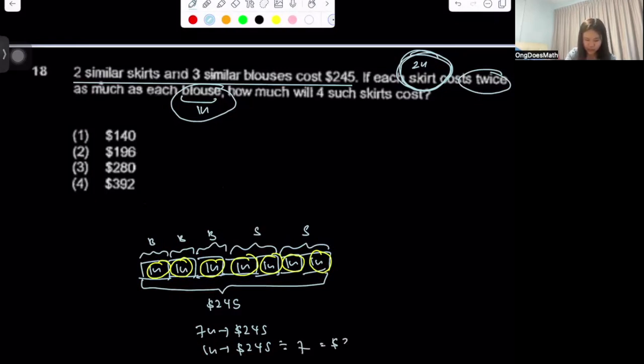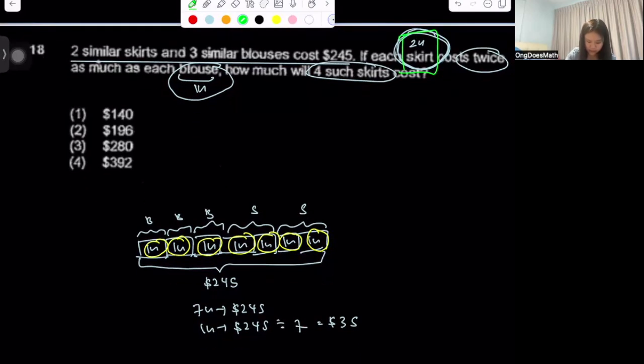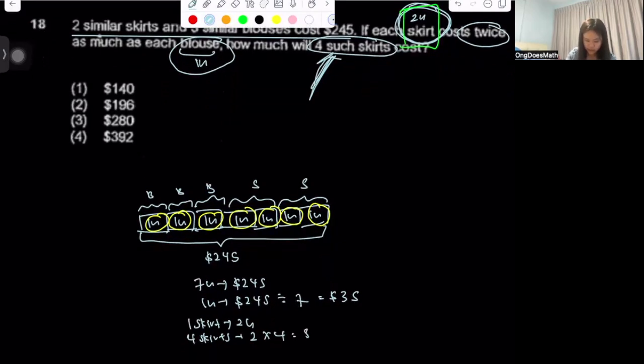They ask you 4 such skirts. So let's recap. 1 skirt costs you 2 units, which means 4 skirts will cost you how many units? It will cost you 2 times 4 units, which is 8 units. So just now we know 1 unit is $35. So 8 units will just be 35 times 8. Good. So answer is 280. Answer is hence option 3.